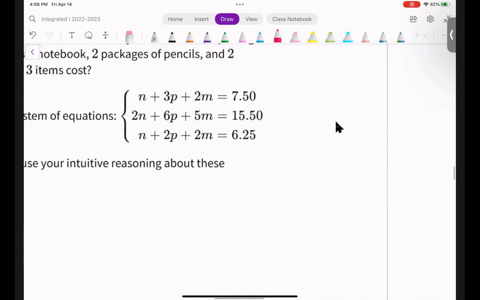So this can be pretty intimidating if you look at it, right? But what do you notice about the equations? That's what I first want to ask. What do you notice?